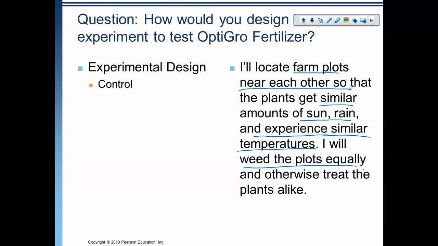I'm also going to weed the plots equally and otherwise treat the plants alike, right? If I play classical music for one of the plants, I'm going to play classical music for all of the plants, right? If I'm going to play rock music for one of the plants, I'm going to play rock music for all of the plants, because these are elements that can affect the tomato plants that are not the fertilizer. And I want all of these ones to be the same for every tomato plant.